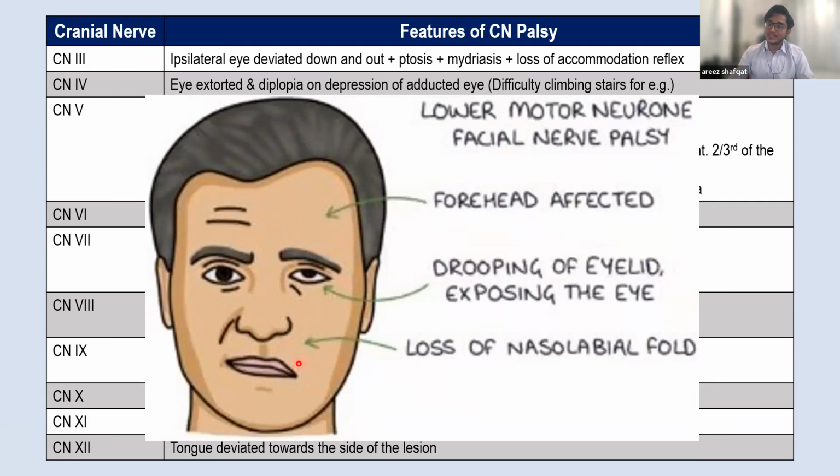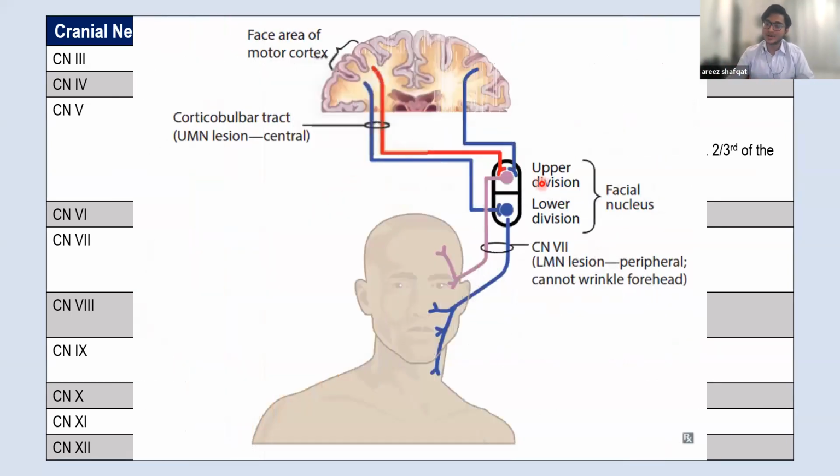If they describe these findings, but they say the guy can still wrinkle his forehead, then it's an upper motor neuron lesion, all right? This is the pathway of the facial nerve. You see the upper part is bilaterally innervated. The motor cortex, the red fiber here, and the blue fiber here is bilateral innervation. But the lower part of the nucleus is only contralaterally innervated. So if there's an upper motor neuron lesion here, this pathway is still intact. So the forehead will be okay. So the guy will still be able to wrinkle his forehead.